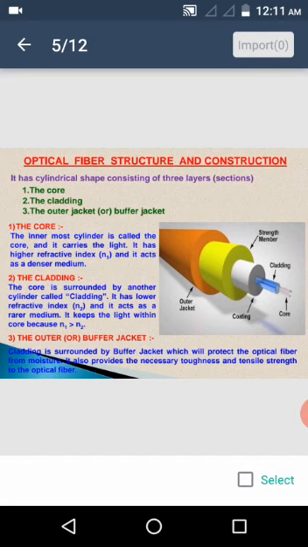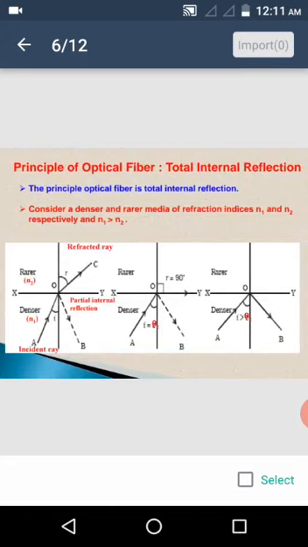Next, third one, buffer jacket. Cladding is surrounded by buffer jacket which will protect the optical fiber from moisture and it also provides strength to the optical fiber. Now coming to the principle of optical fiber. The main principle involved in the optical fiber is total internal reflection.